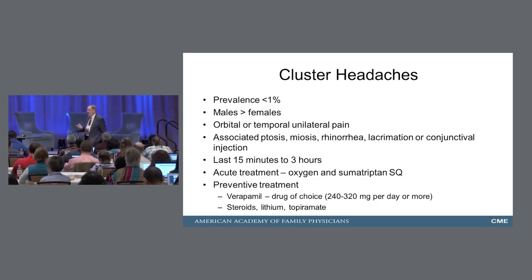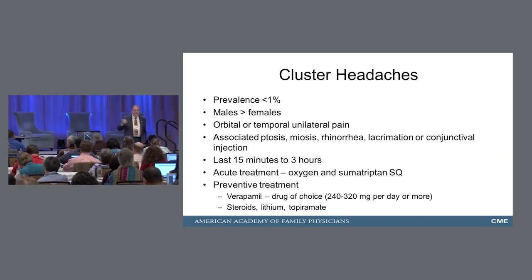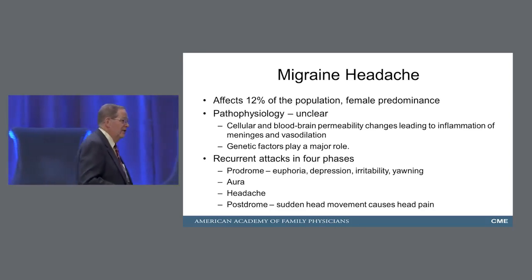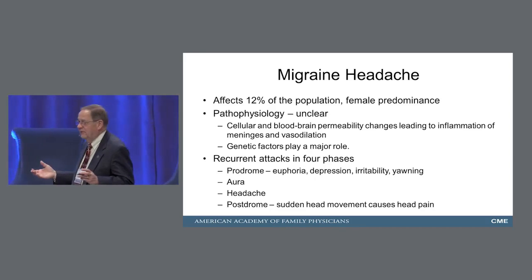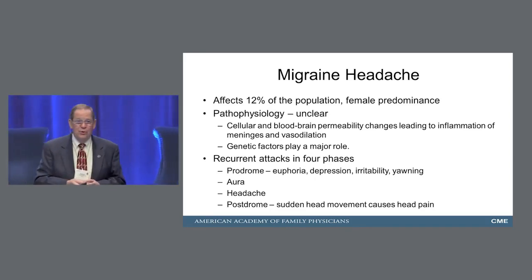Preventive treatment. Verapamil is the drug of choice, far and away. There are other things, steroids, lithium, topiramate, methysergide on your handout, but I decided to eliminate that on the slide because it hasn't been available for a number of years. Migraine headaches, more common than cluster headaches. 12% of the population is affected, and female predominance compared to cluster headaches, where males have more.